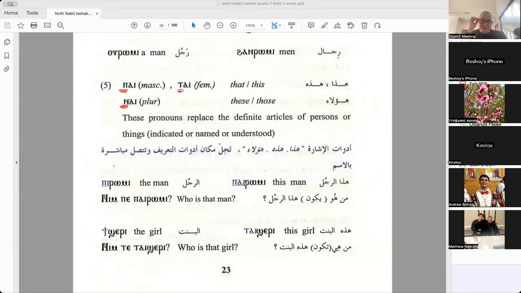So logically, if you think about it, when we say this, it means it's already definite, right? So I don't need to use a definite article. So P Romi becomes Pi Romi, this man. We can ask this question: who is this man? Nim, who. P is pi, this, Romi. Nim pi Romi? Who's this man? Nim pi Romi. Or take T Sherry, the girl, which becomes Tai Sherry.